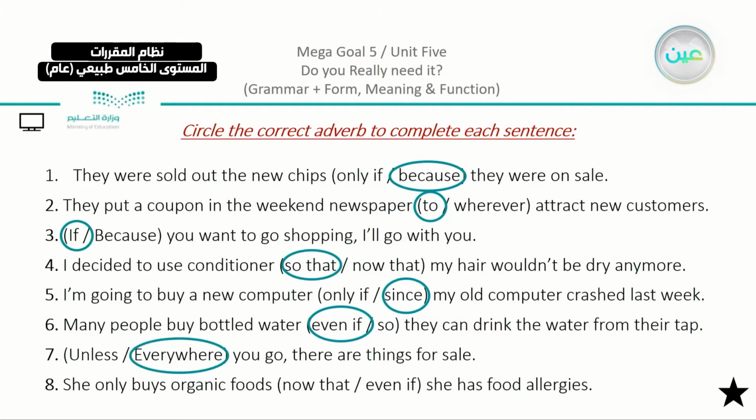And we have the last one: "She only buys organic foods now that even if she has food allergies." So we have here, because she has food allergies, she is going to buy organic food, and we can see that even if it has a kind of condition, so we're going to choose now that.